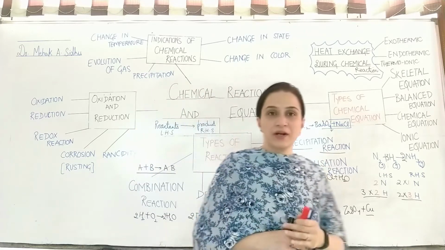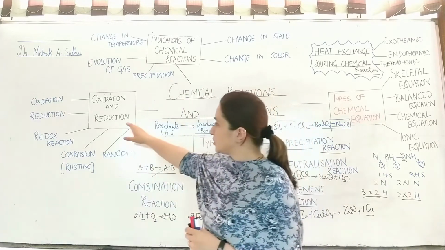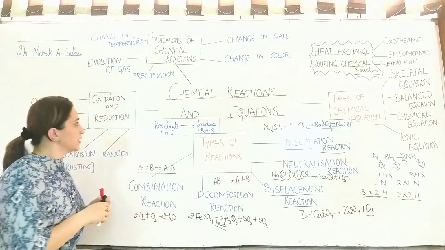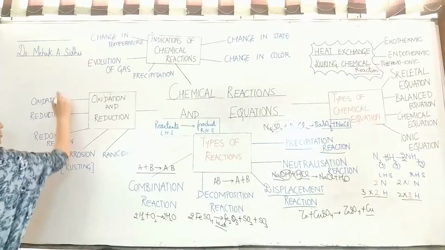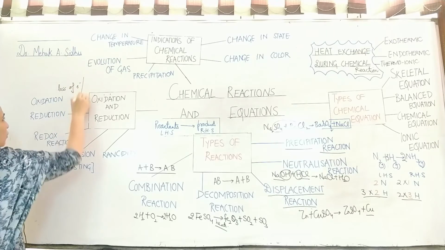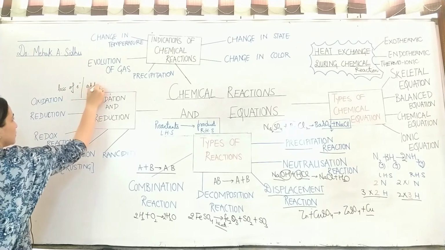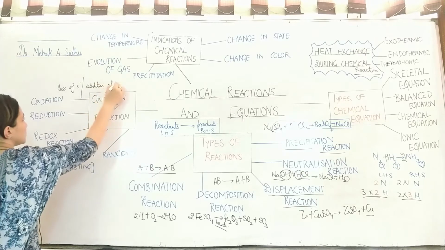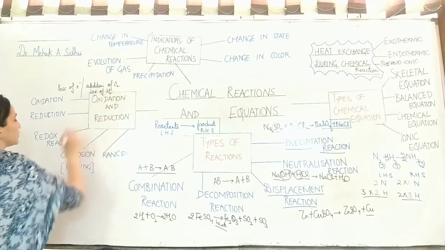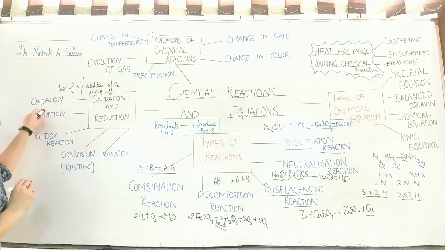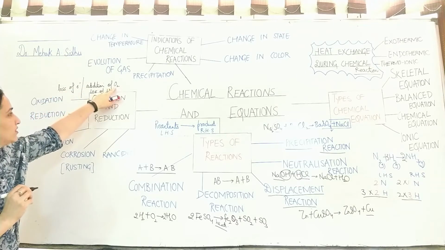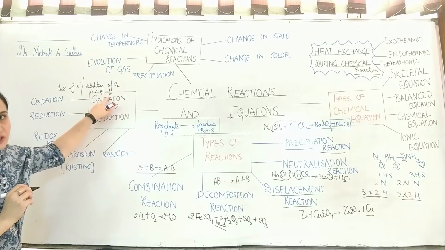Now I am coming to another topic, that is oxidation and reduction. Many students get confused in this topic, so I am quickly revising. What is oxidation? Oxidation is loss of electrons or addition of oxygen or loss of hydrogen, the removal of hydrogen. Loss of electrons, addition of oxygen, or removal of hydrogen.